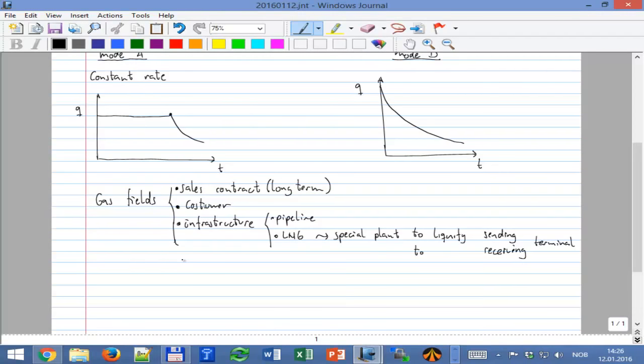Some examples of these types of fields that are relevant nowadays: the field Snøhvit, for example, that is located in the Barents Sea, just 140 kilometers from Hammerfest.